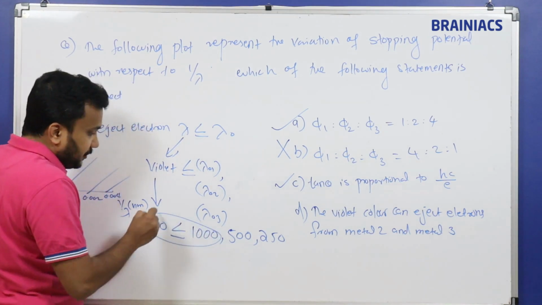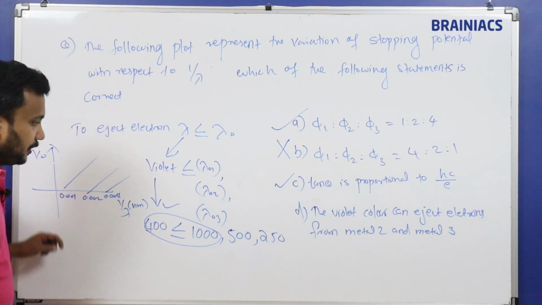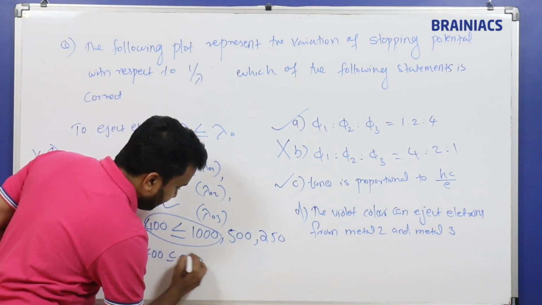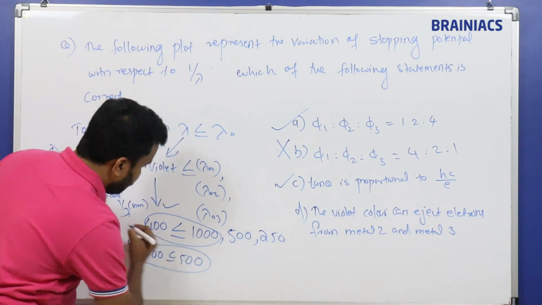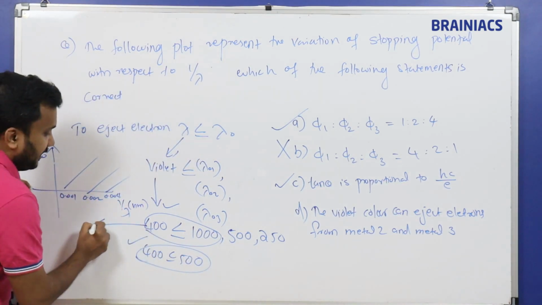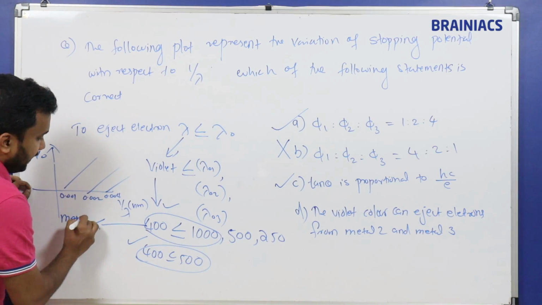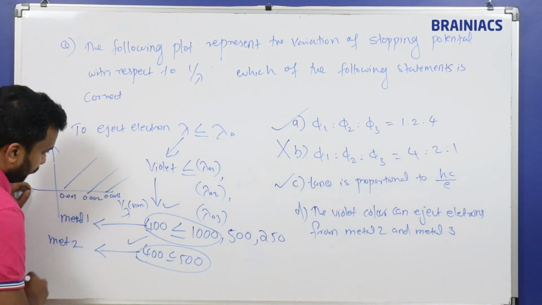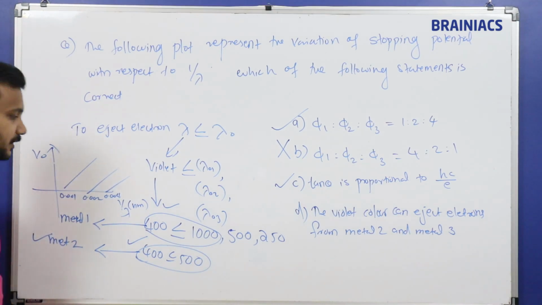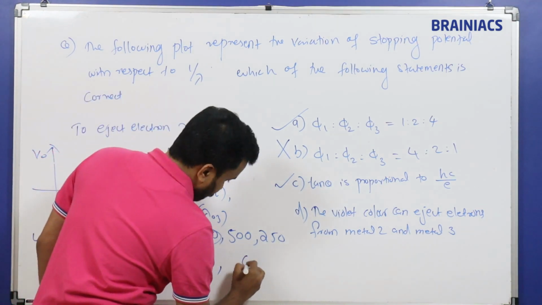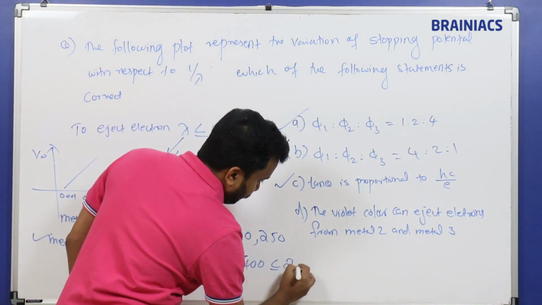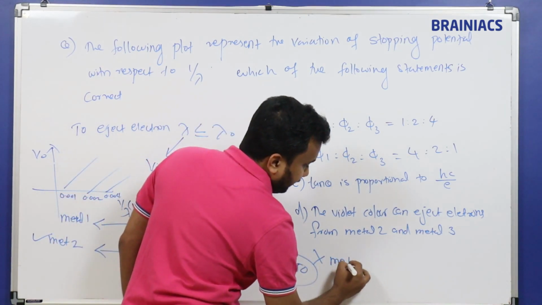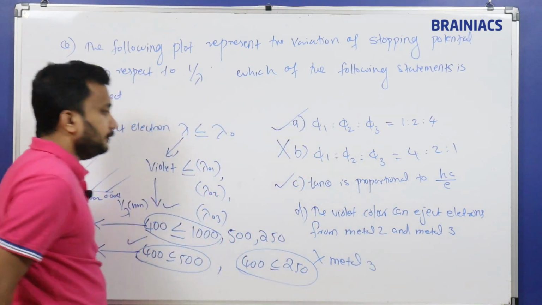This condition is true. Second option, 400 less than or equal to 500 nanometer. This condition is true. And this is for which metal? This is for the first one. So for metal 1 it is true, and for metal 2 also it is true, and we'll see for metal 3. So 400 less than or equal to 250. This is wrong for metal 3.